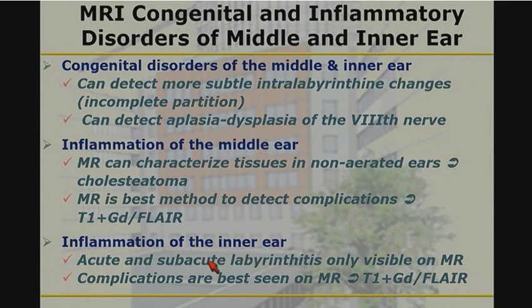And for inflammation of the inner ear, well, acute and subacute labyrinthitis are only visible on MR. So the majority of labyrinthitis is invisible on CT. And the complications, once again, that's the world of MR with T1 Gado and FLAIR.